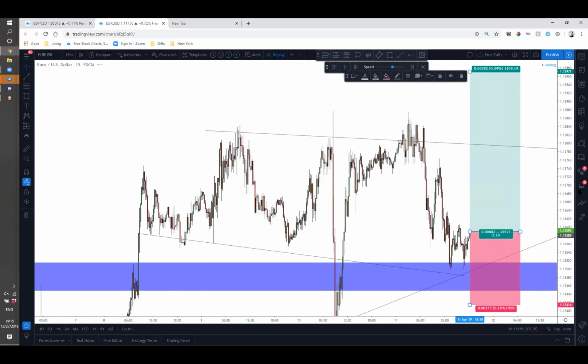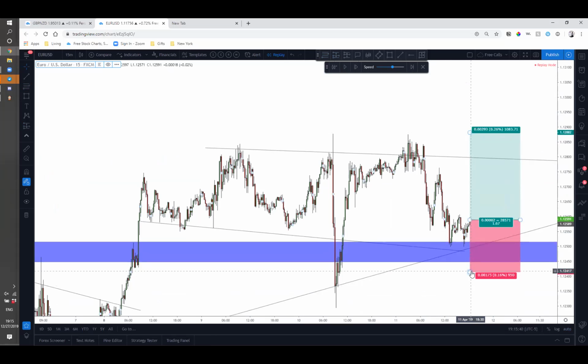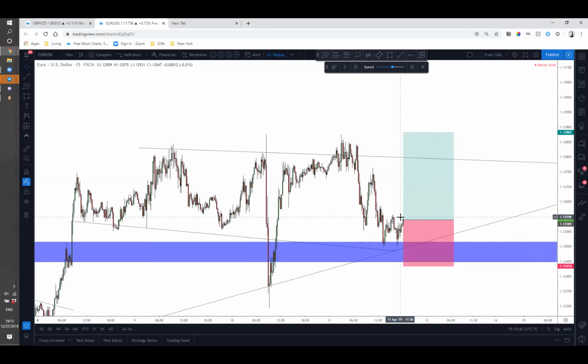and then go up to the top of this correction because that's my first take profit, which leaves me with about 20 to 30 pip profit, right? I'm risking 15, 17 pips for a 30 pip take profit.